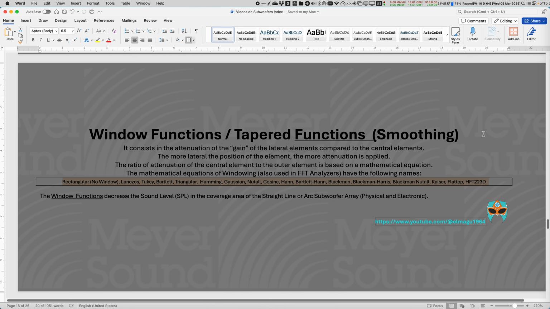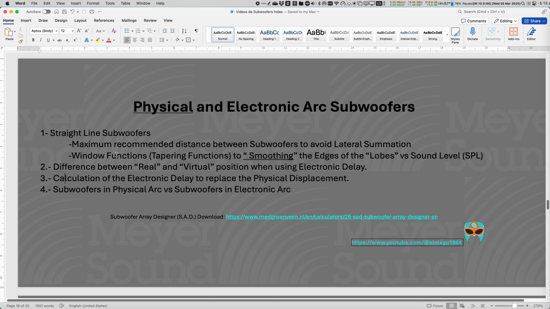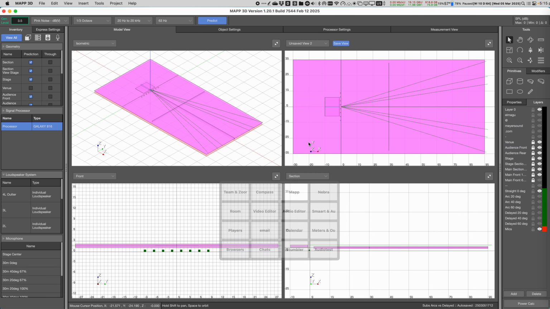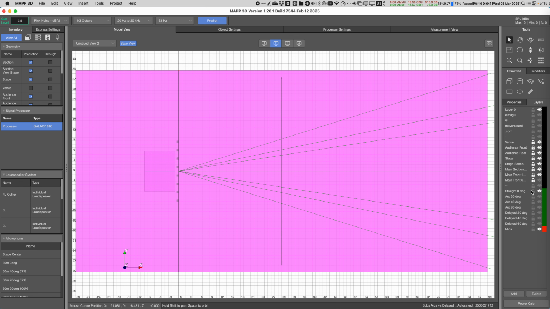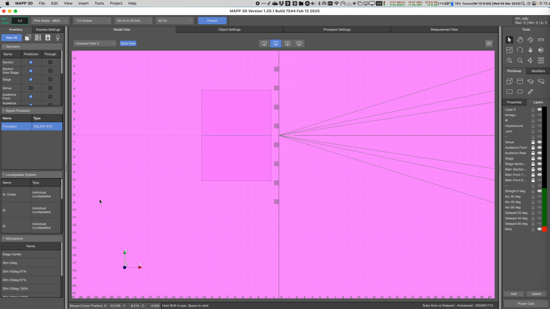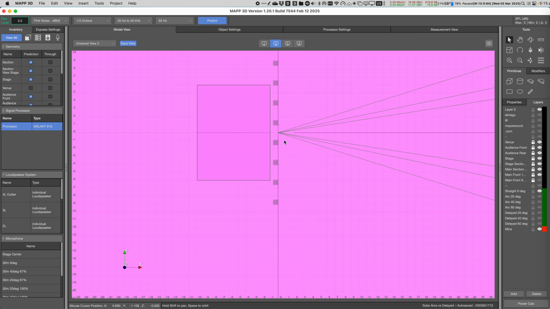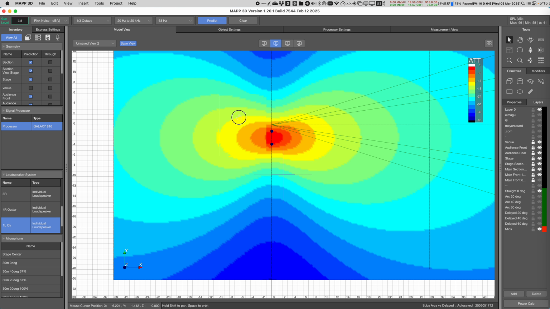And the next topic, after understanding these window functions, if I go back here, is to understand the difference between a real displacement and a virtual displacement by electronic delay. What I mean by displacement, okay, let me select only this view and zoom in here and pay attention to these two central speakers. I will select these two central speakers, and the distance between these two speakers is what makes the lateral attenuation.